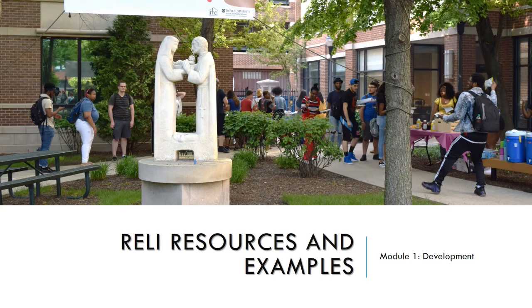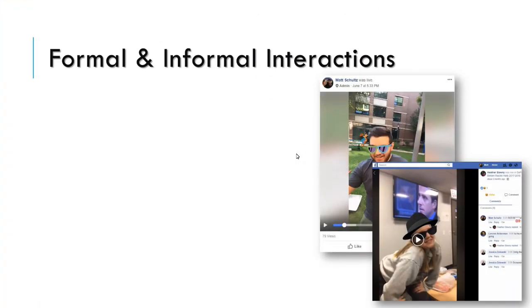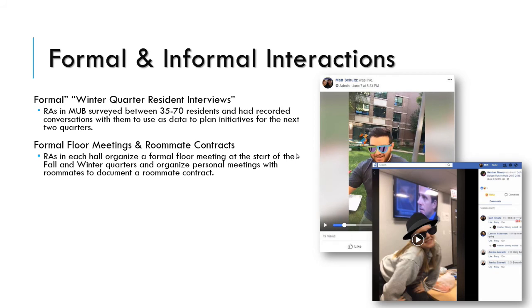But in the meantime, here are some helpful contextual things to give you a small taste of what this looks like. So going back to our strategies for Rely planning and creating Rely initiatives, we have formal and informal interactions. Some examples include a winter quarter resident interview as a formal interaction. In the past, MUB staff actually surveyed some of their residents and recorded it to help plan initiatives. That was a formal interaction that they scheduled to do with their residents.